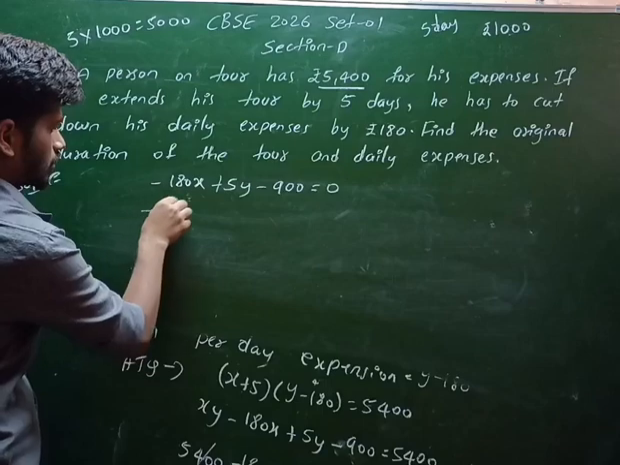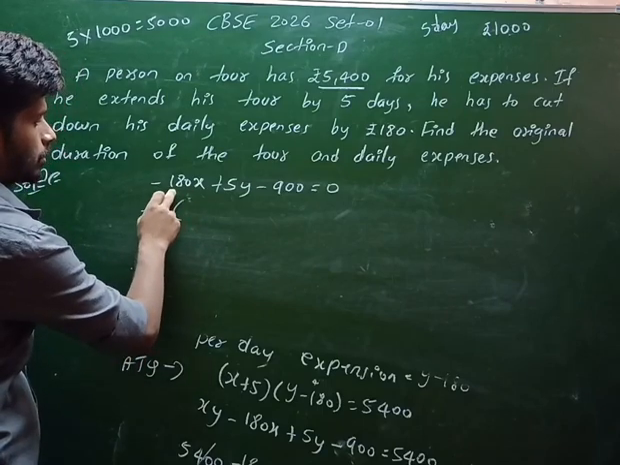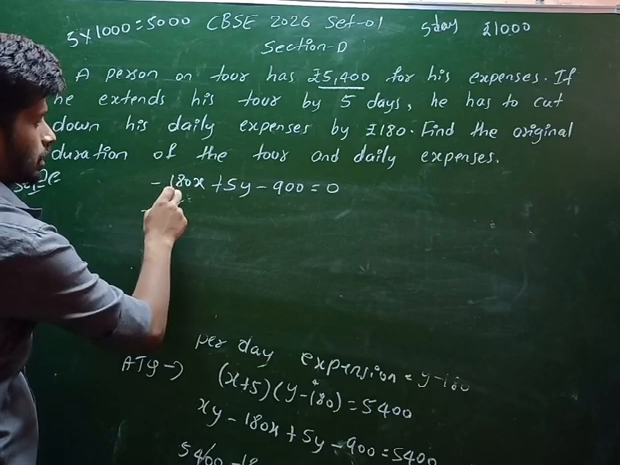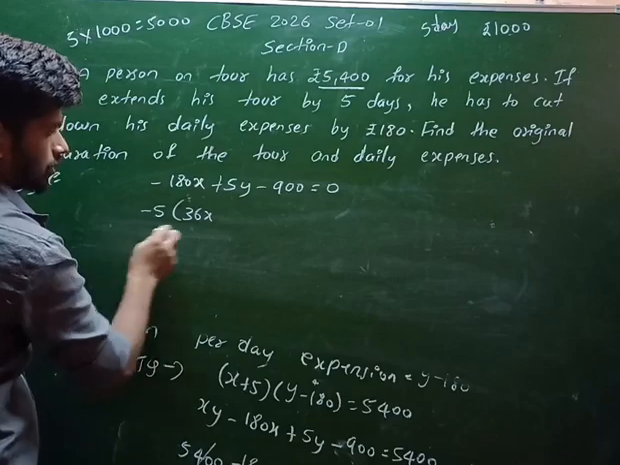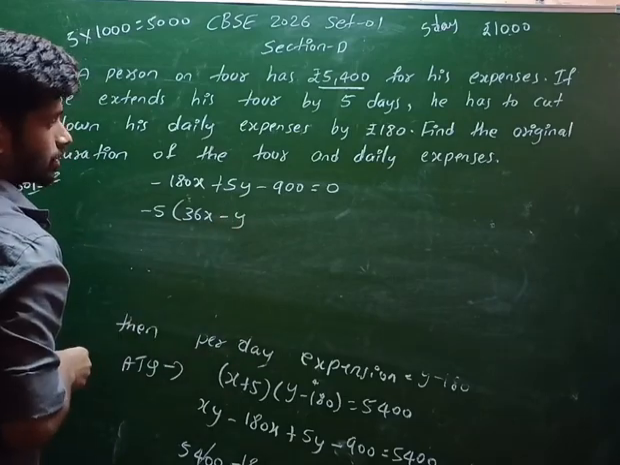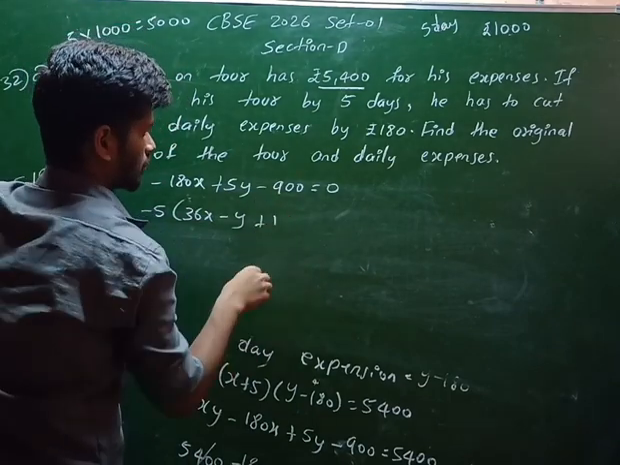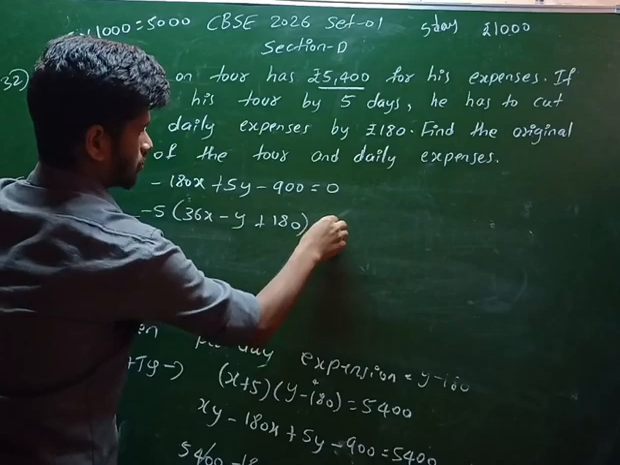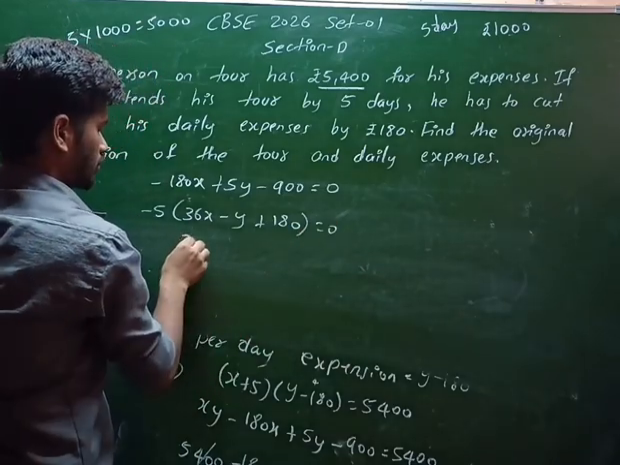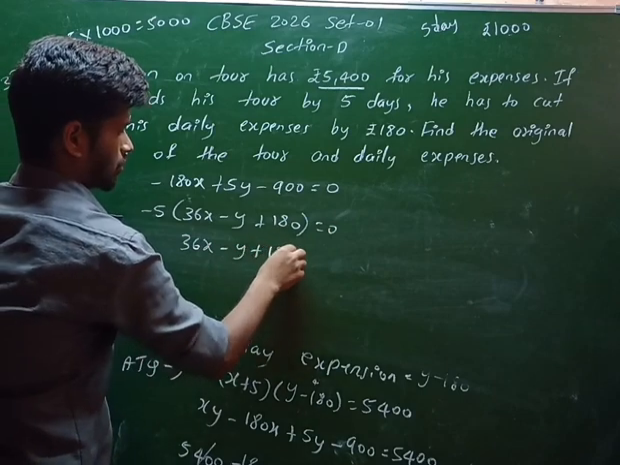If you take minus 5 common, then 180 divided by 5 gives 36x. So minus 5 taken common, it will become minus y. This will become plus. So 5 times 8 is 40, then 0. So equal to 0. So minus y plus 36x plus 180 equal to 0.